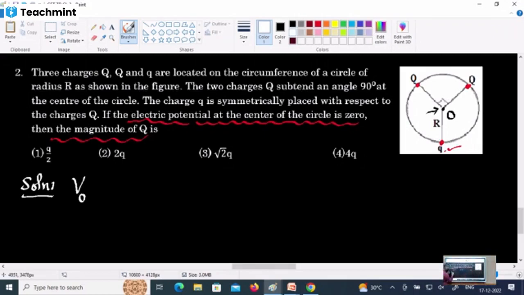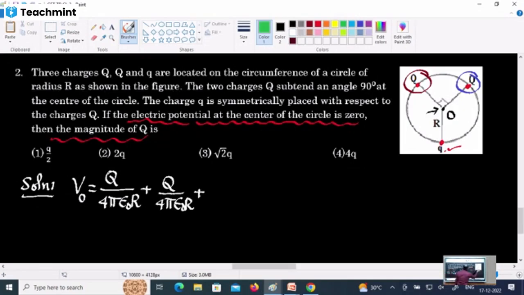Total potential at O is the potential due to this charge, my dear students, which is capital Q divided by 4 pi epsilon naught R, plus the potential due to this charge here, which is Q divided by 4 pi epsilon naught capital R, plus the potential due to this charge, small q there, which is again small q divided by 4 pi epsilon naught r. And according to the question, that is finally equal to 0.